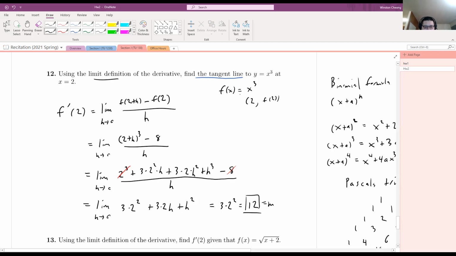Well, we just plug it into the function definition, or into the curve that we're trying to intersect at, and we get 8. So the point that lies on this curve is 2 comma 8. And we can write the point slope form of this: y minus 8 is 12 times x minus 2. And there we go. That is the answer we're after. So any questions on this?